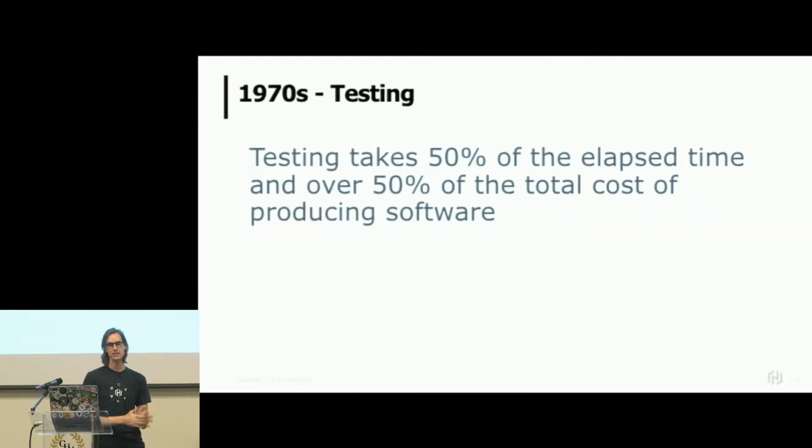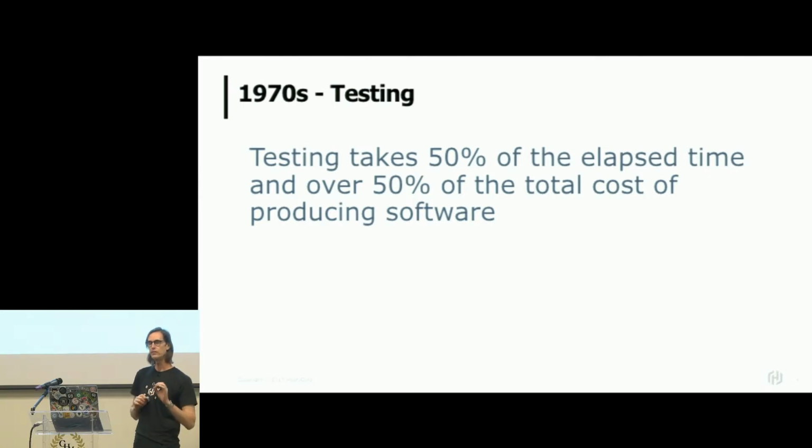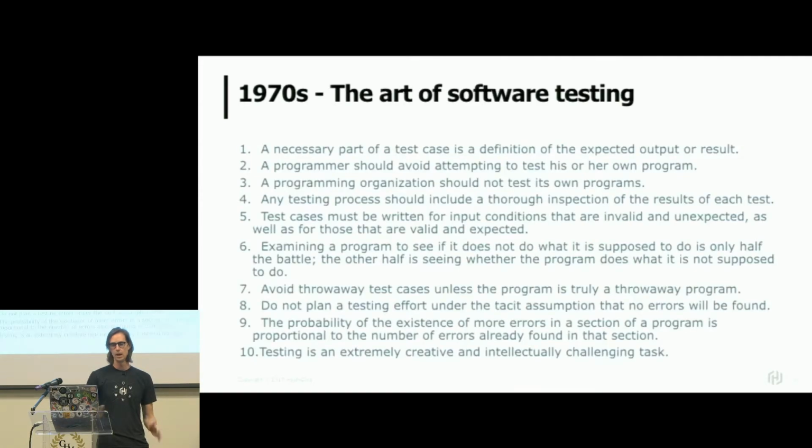And then there's testing. So in the 1970s, it was predicted that roughly 50% of the effort and 50% of the total cost that went into producing a piece of software was in the QA cycle. It was about quality and testing. And because of this, it was identified as a real problem.